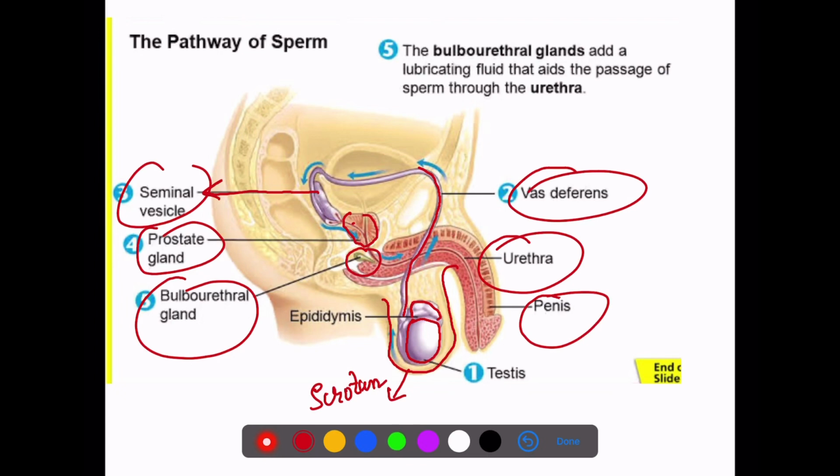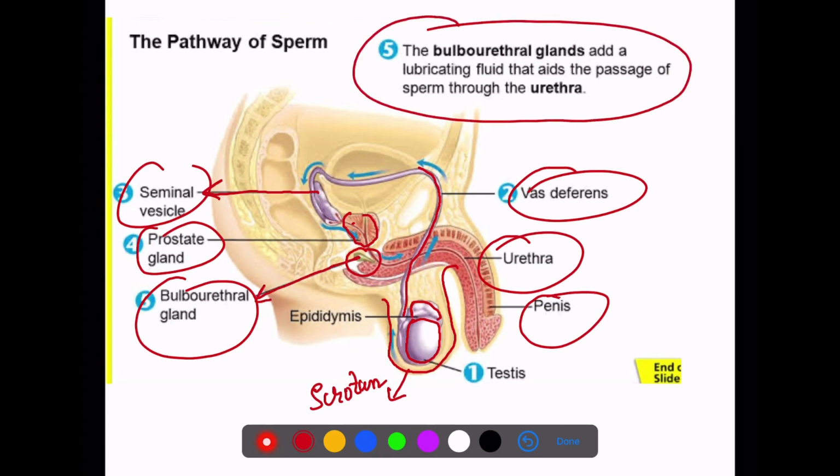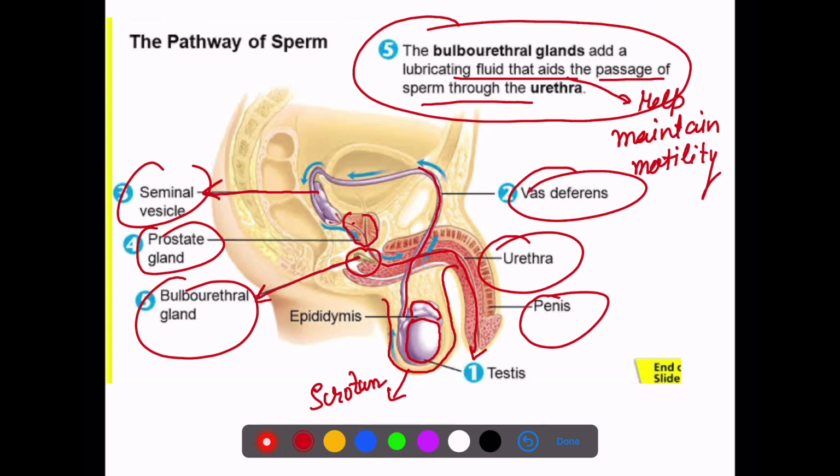The purpose of this last secretion, your Cowper's gland, is that it adds a lubricating fluid, because it is not easy for the sperm to travel into the vagina. So it secretes a lubricating fluid that helps in the passage of sperm through the urethra, and also maintains its motility when it enters the vagina, right? So its function is basically to release the lubricating fluid.